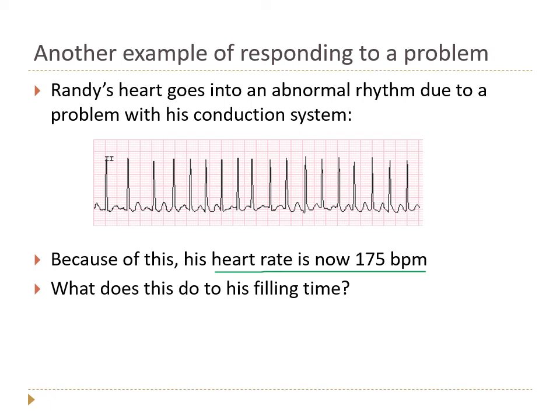But this is also why, when people talk about maximal heart rates during exercise, you don't want to go too high, right? And so a lot of trainers will make sure you don't exercise to a point where your heart rate goes beyond a certain level. Because when your heart rate gets super high, you really get no increase in cardiac output because filling time is then so short.